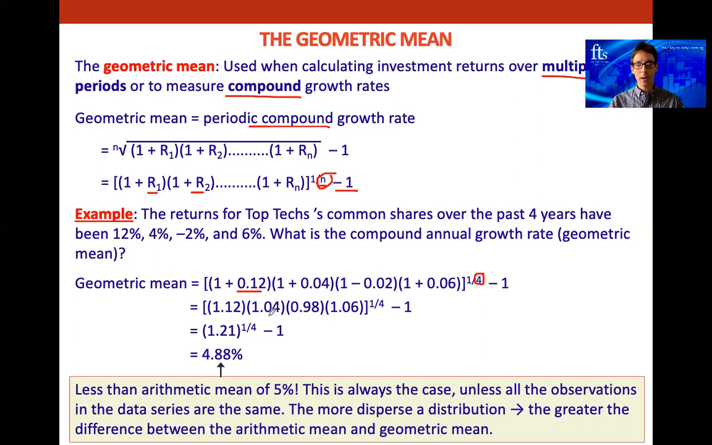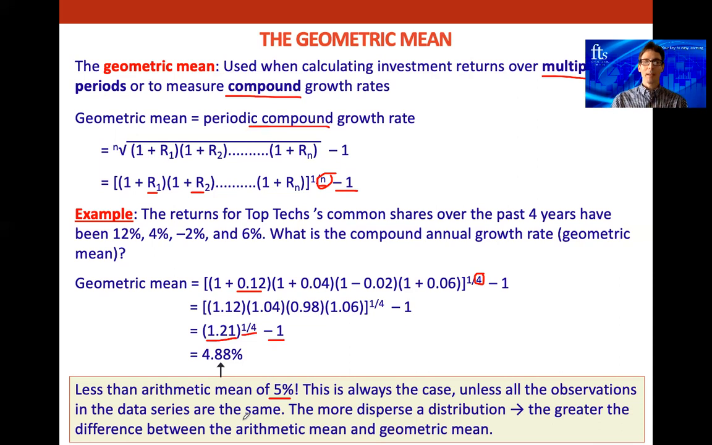So there's all our returns, multiplied together. Once we've multiplied them together, we get 1.21. Put all of that to the power of 1 over 4, take off 1. Remember the arithmetic mean, if you go back a couple of slides, we worked out the arithmetic mean was 5%. So the geometric mean is a little bit less than the arithmetic mean. And this is always the case unless all the observations in the data series are the same. So we must always remember the geometric mean is a little bit less than the arithmetic mean, unless all the numbers are the same.